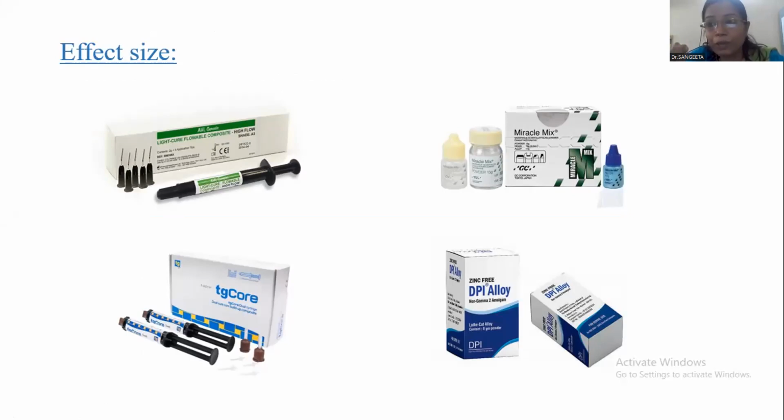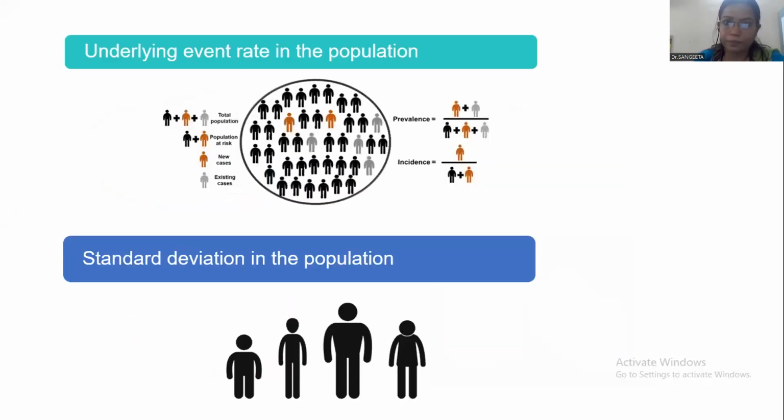So if you really want to understand that difference, your sample size will increase because your effect size is very less. But if I have to compare the color changes with Miracle Mix and amalgam restoration, it's very, very obvious. So effect size has increased, so sample size will reduce. Okay. So we have completed with significance level, power, hypothesis, and effect size. So 4 steps are done.